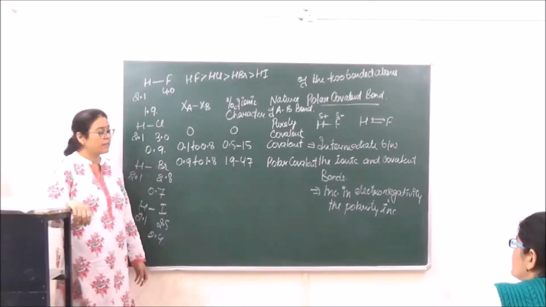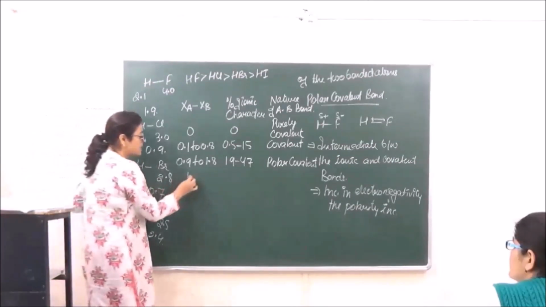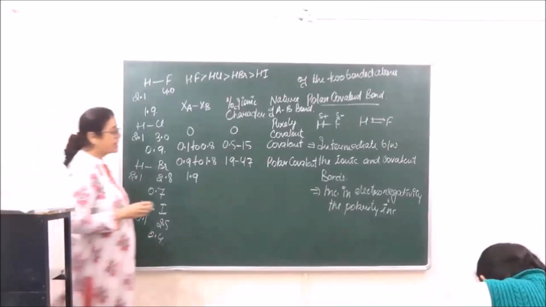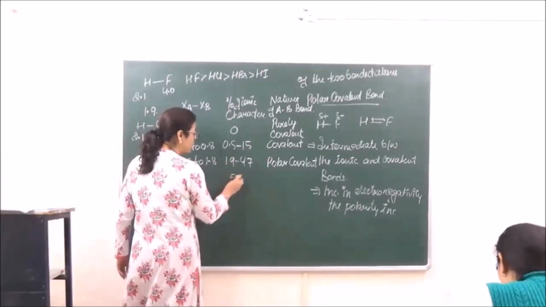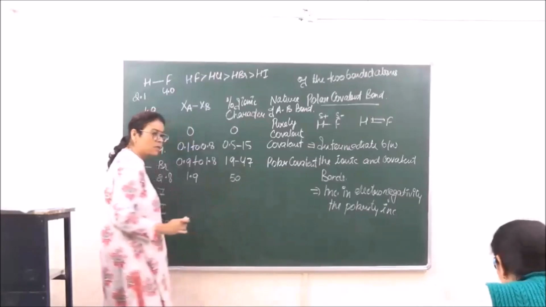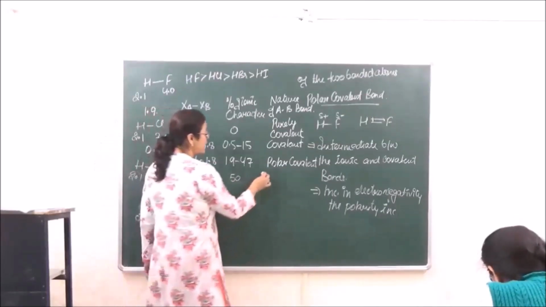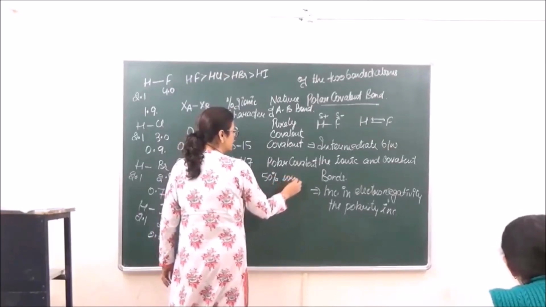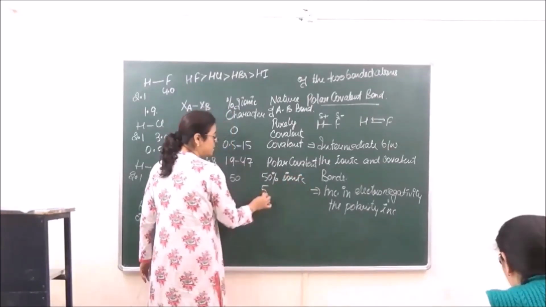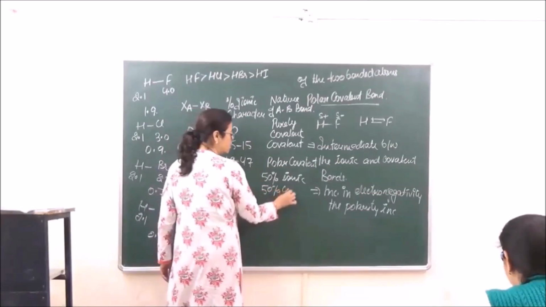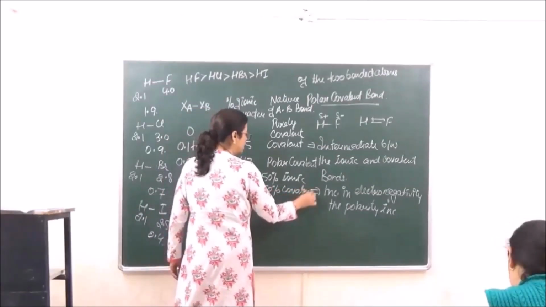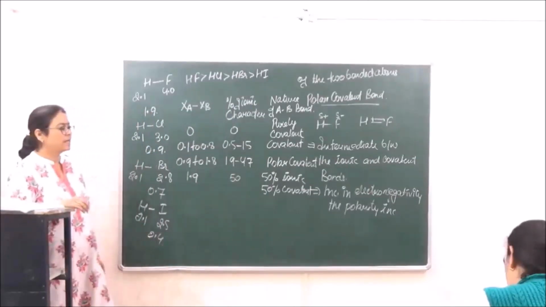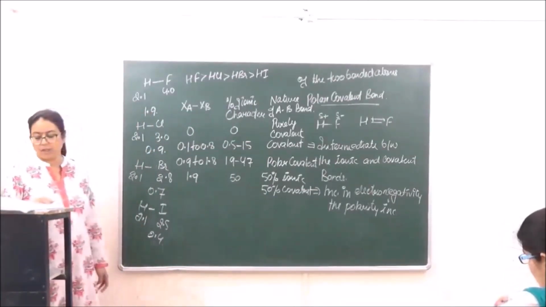Okay? After that, if the electronegativity difference is 1.9, in that case the percentage of ionic character is 50%. And we say that the bond is 50% ionic and 50% covalent.